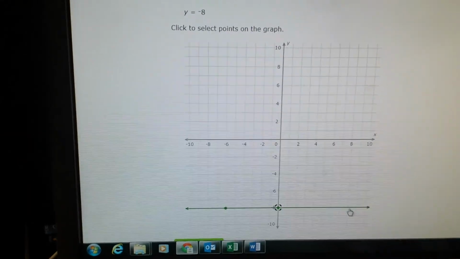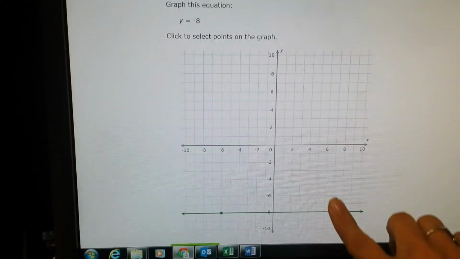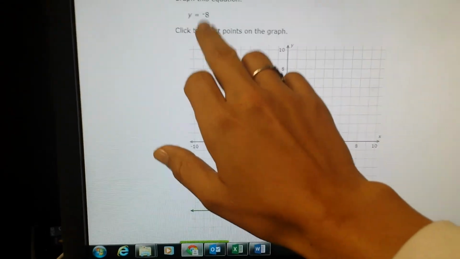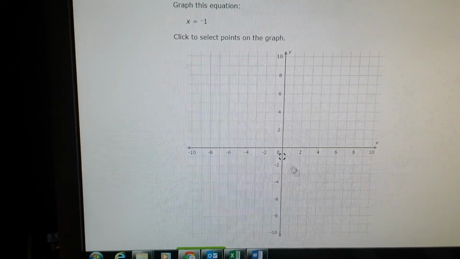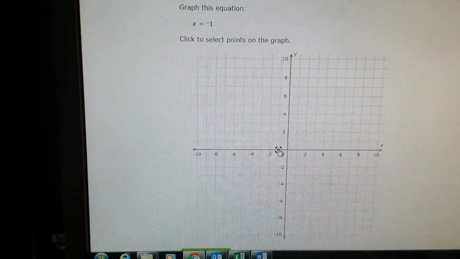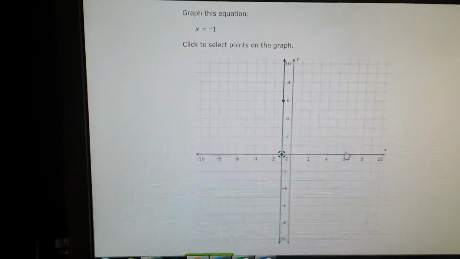Check this point right here. Doesn't even matter. This point right there. That's 7, negative 8. So you see how the y is still negative 8. So no matter what point it is, y is still negative 8. X is equal to negative 1. So you go to the x-axis, put it in negative 1. Opposite of what you think. So it's not x, it's y. And that's your line.